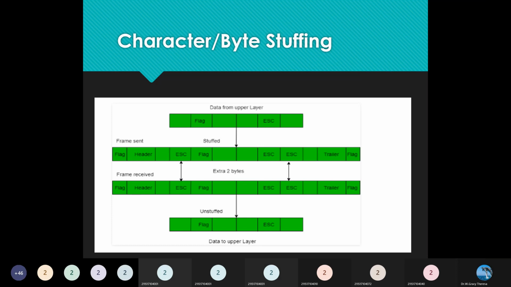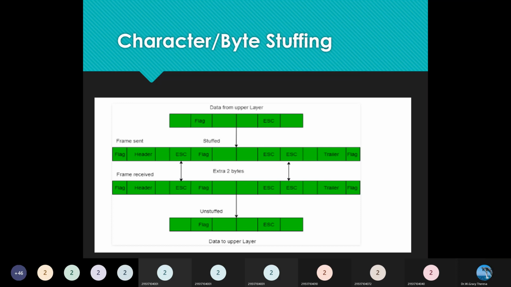Clearly, when we see this diagram, for example the second row, the frame sent, we have a flag which indicates the start of the frame, then a header, followed by something called escape, and another flag. What is this flag in between? What is the meaning of this escape? It indicates that this is a special byte, the byte that we are going to stuff.